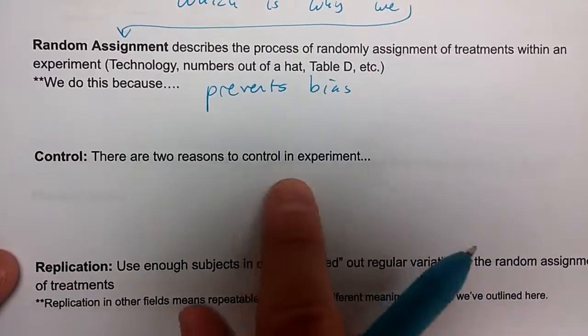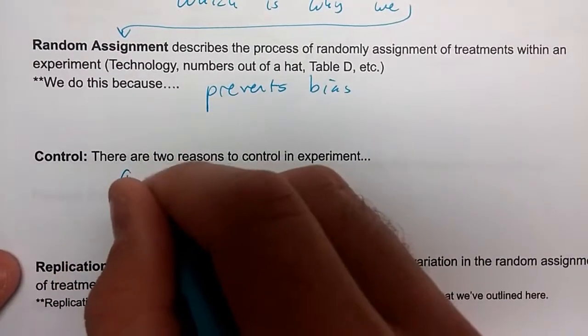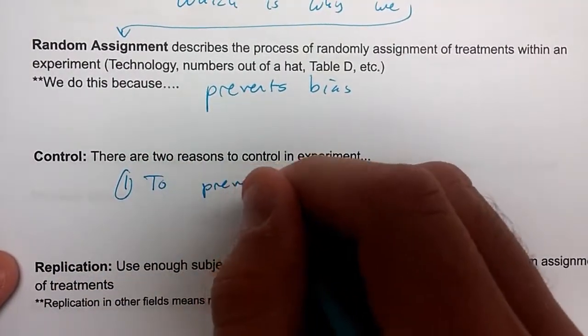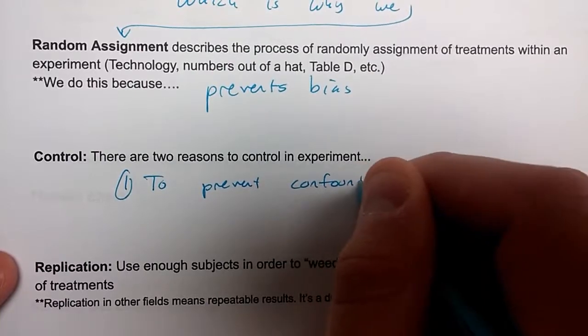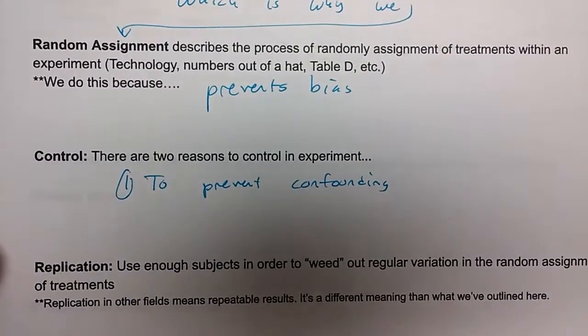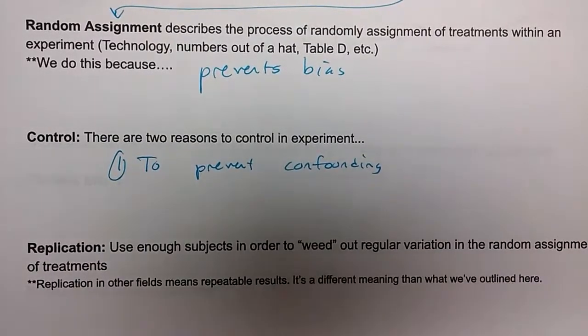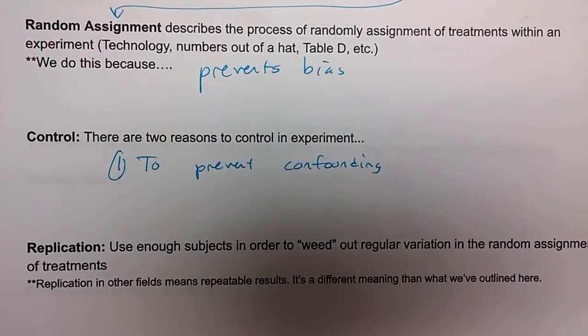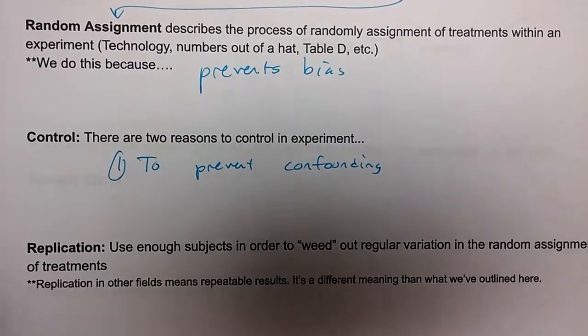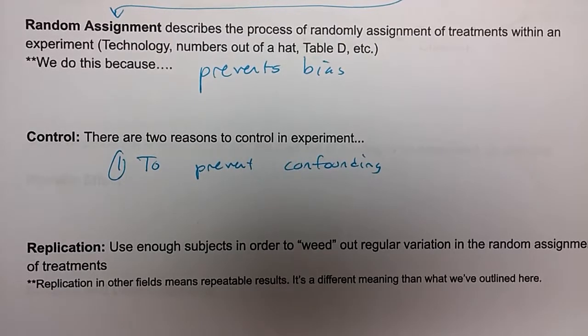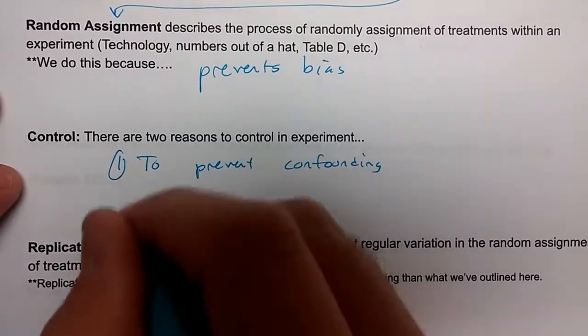Control. There are two reasons to control in the experiment. Number one, to prevent confounding. So in order to get rid of that idea behind certain variables having the same effect on the response variable, we control for those. For example, it may be like having two sets of groups of people controlling everything except for the treatments. So for example, the setting in which they take it, the people that are administering the tests or the treatments, and so on. So you prevent that confounding by controlling everything else.